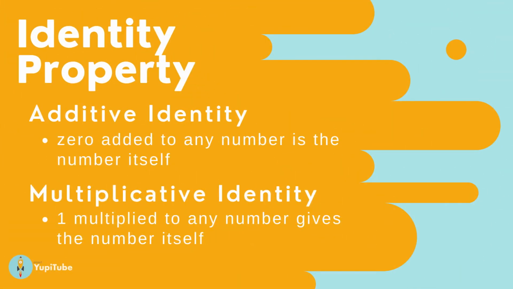4. Identity property. The identity property for addition tells us that 0 added to any number is the number itself. 0 is called the additive identity. The identity property for multiplication tells us that the number 1 multiplied to any number gives the number itself. The number 1 is called the multiplicative identity.